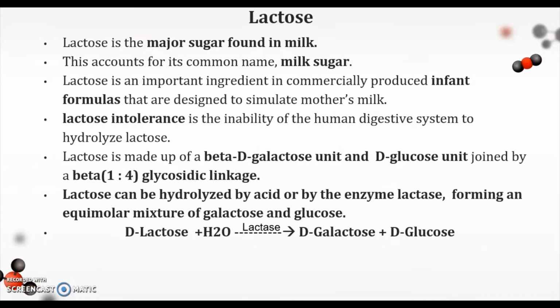Next is lactose. Lactose is made up of a beta-D-galactose and a D-glucose unit that are joined together by a beta-1,4-glycosidic linkage. Lactose is also a reducing sugar. It is the major sugar that is found in milk.